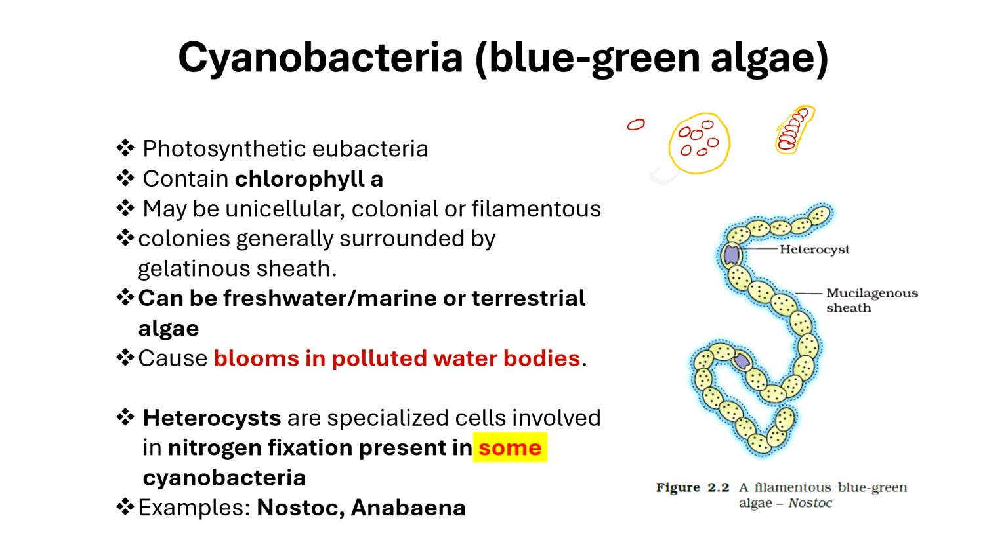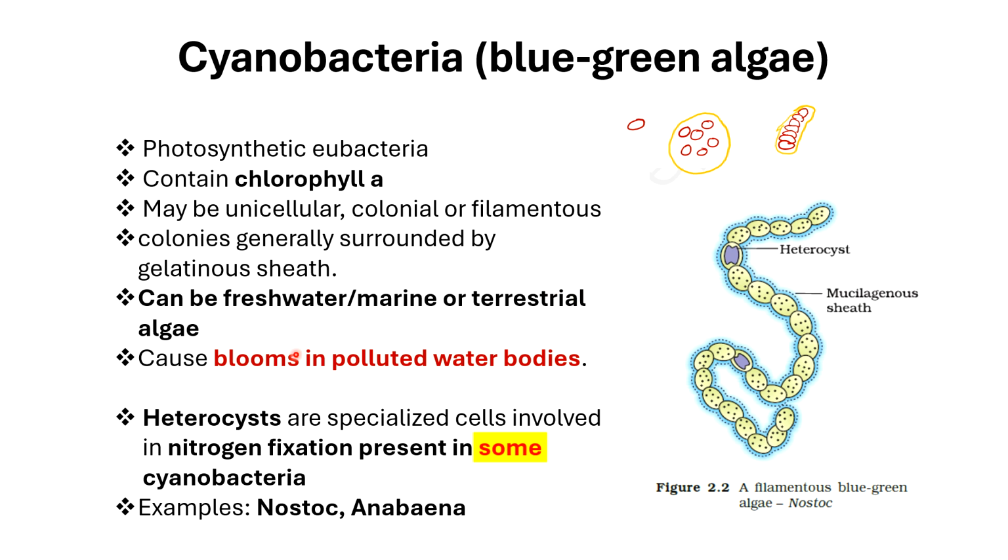Now, in your NCERT textbook, you have the diagram for the nostoc. This is the filamentous nostoc and it is covered by, you see, the gelatinous sheath which is marked in blue. This gelatinous sheath is also otherwise known as the mucilaginous sheath. Now, where does this cyanobacteria live? This cyanobacteria can be found in freshwater, marine as well as terrestrial environments.